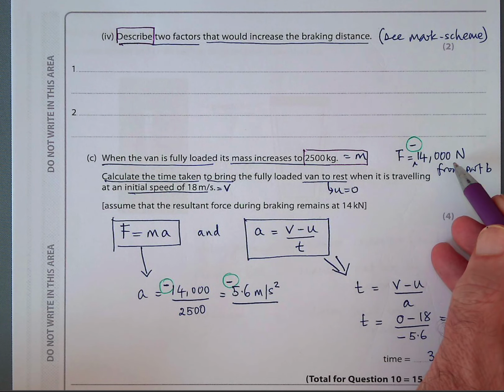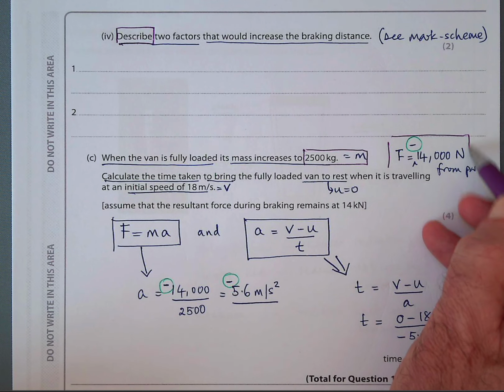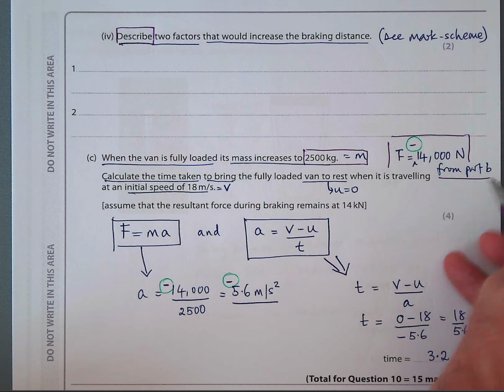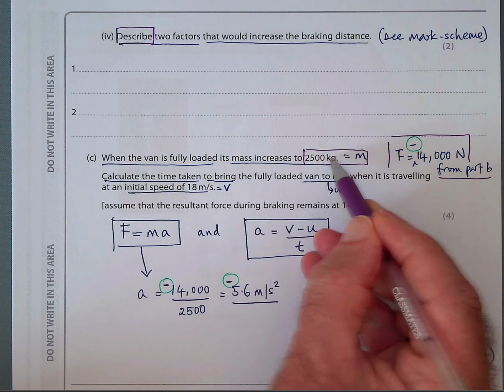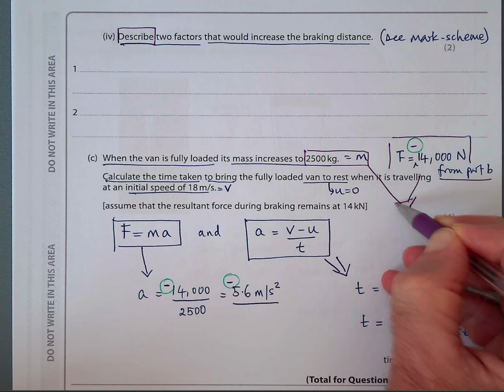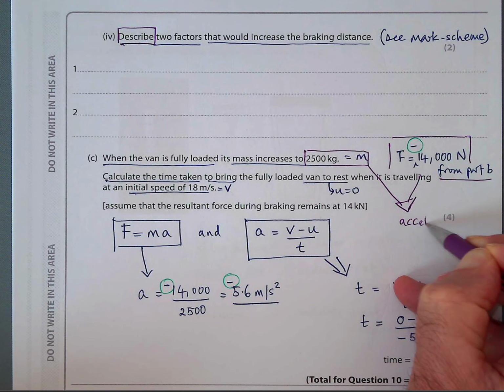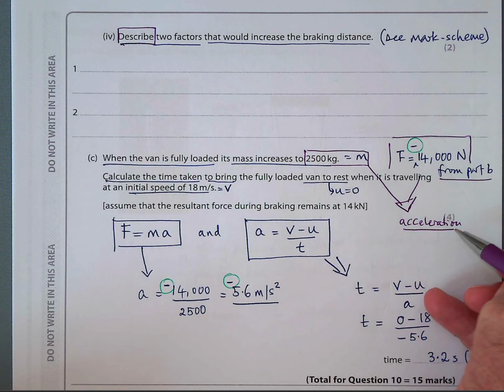And the force is still the same, the braking force. We know this from part 1. Part B, yes, so it's 14,000 newtons braking force. Calculate the time. So this has changed, and this and this will allow you to work out the acceleration. When it's fully loaded, it will be more difficult to slow down.